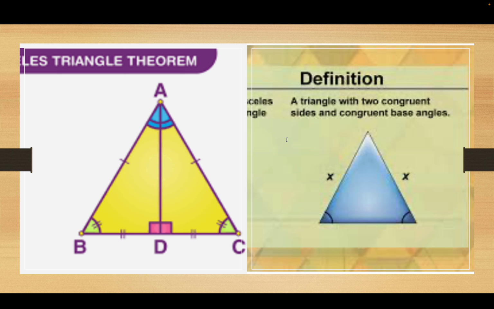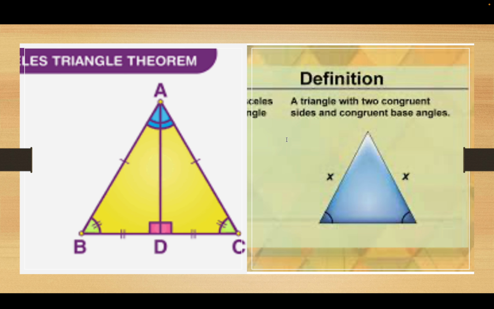Well, that would be AB and AC, okay? What would be the base angles of this diagram? Angle B and angle C. Now, the last thing is what's the vertex angle? And that's the blue angle up at the top, angle A.